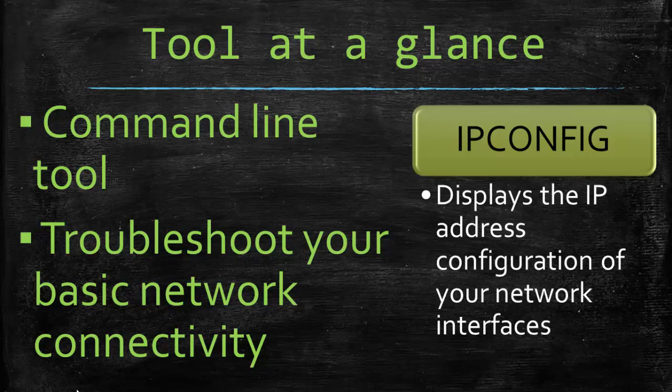So let's do a quick overview of the IPCONFIG tool. This is basically a command line tool, which means that it is accessed and executed through the command line. And you can use it to troubleshoot your basic network connectivity. One of the primary uses of the IPCONFIG tool is that it displays the IP address configuration of your network interfaces.